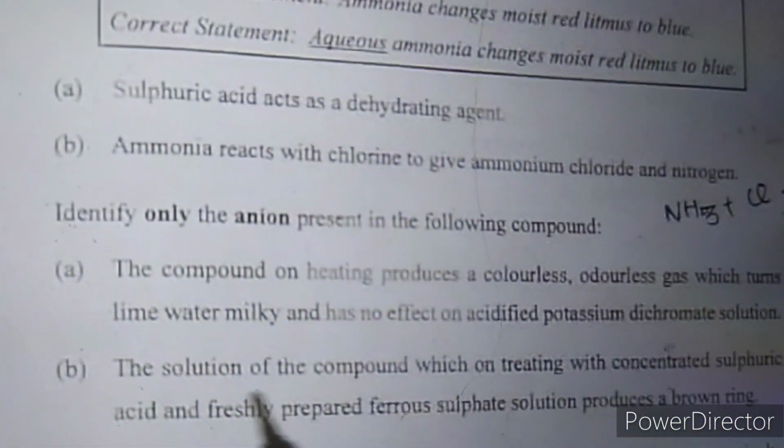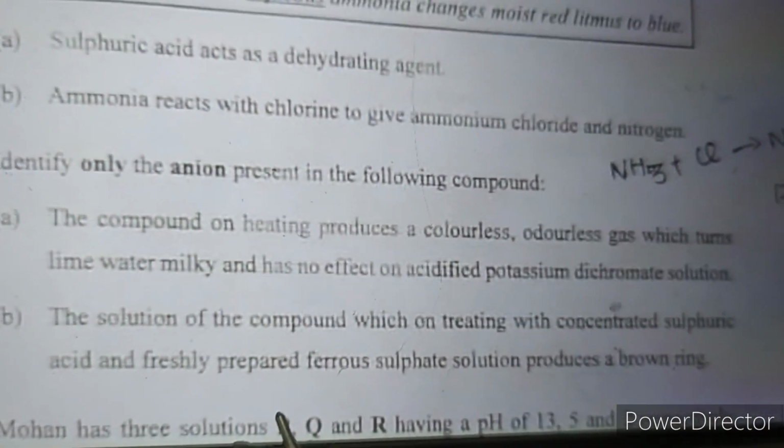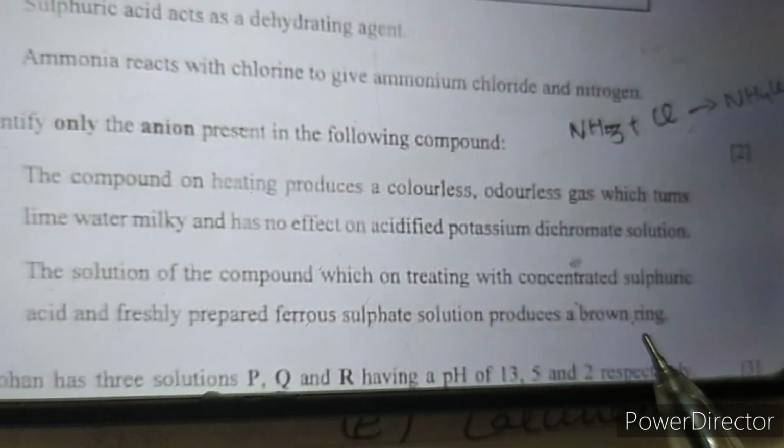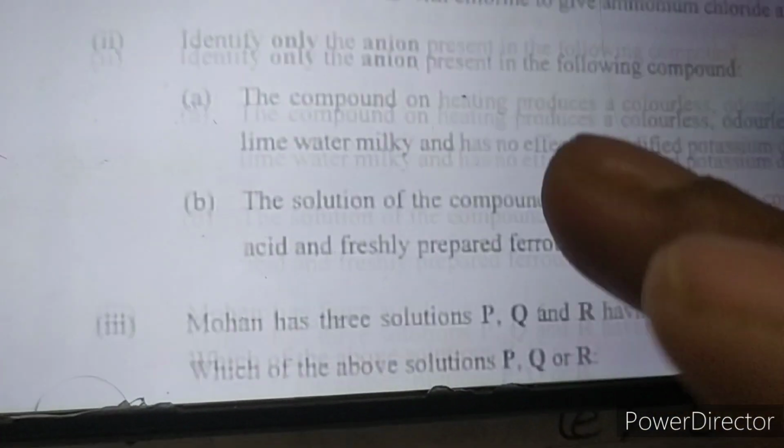Next is the solution which, when treated with concentrated sulfuric acid and freshly prepared ferrous sulfate, gives a brown ring. So this is the brown ring test, which is a confirmatory test for nitrate radical. So here you will write nitrate or nitrate ion. Next is question number 3.